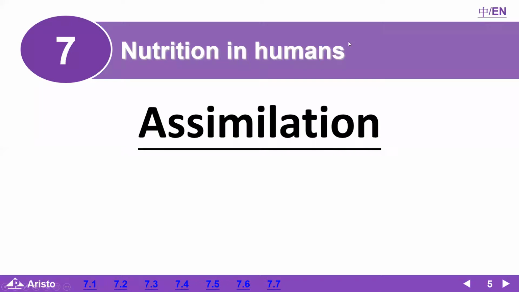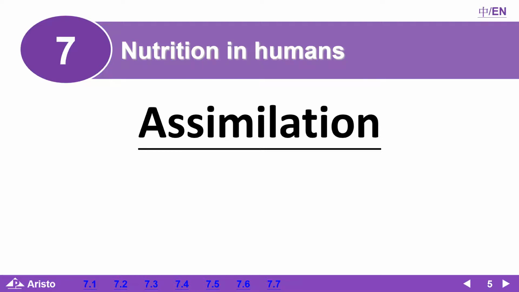So today we are focusing on the process after absorption of food. That means once the food enters the blood, they will be passed to the body cells, right? So what will happen to these food substances when they successfully get into the body cells?